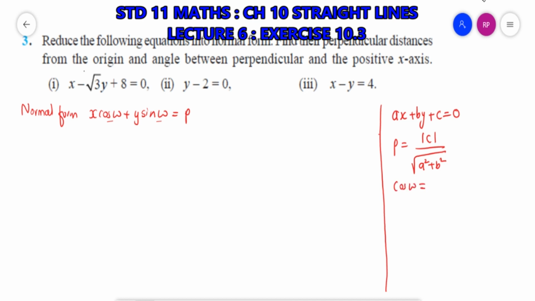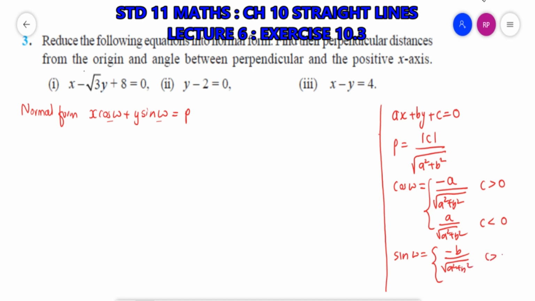cos omega will be equal to minus a upon under root of a square plus b square if c is greater than 0, or a upon under root of a square plus b square if c is less than 0. And sine omega will be equal to minus b upon under root of a square plus b square if c is greater than 0, and plus b upon under root of a square plus b square if c is less than 0. Clear? Just note down this formula first.